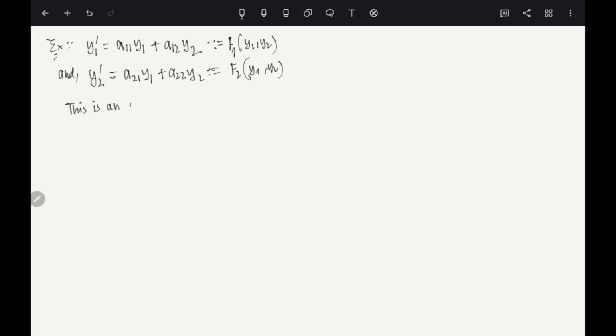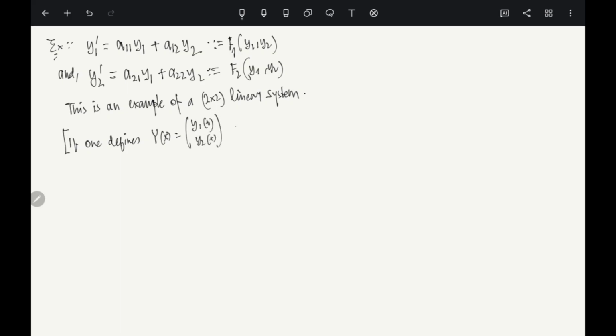So the above is an example of a 2 cross 2 linear system. Why do we say it is a 2 cross 2 system? Let's say one defines capital Y of x to be y1 of x and y2 of x.